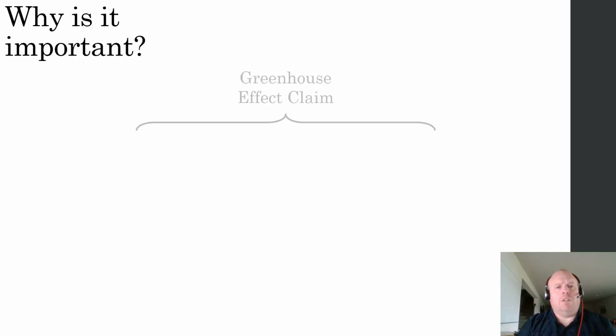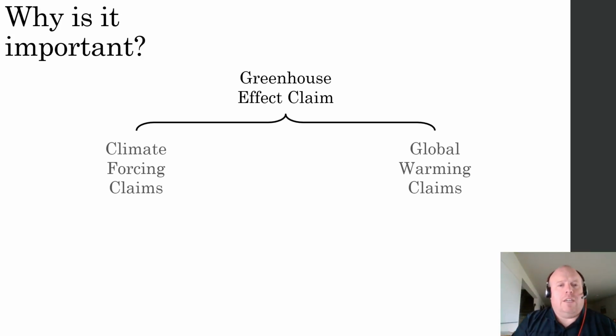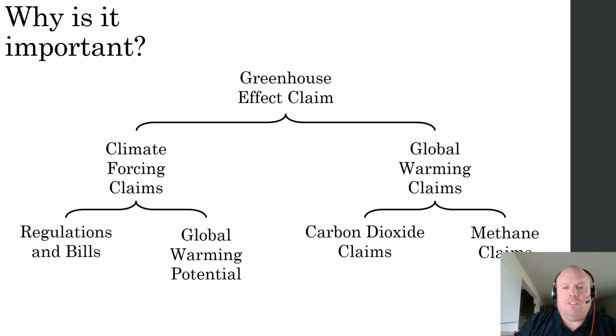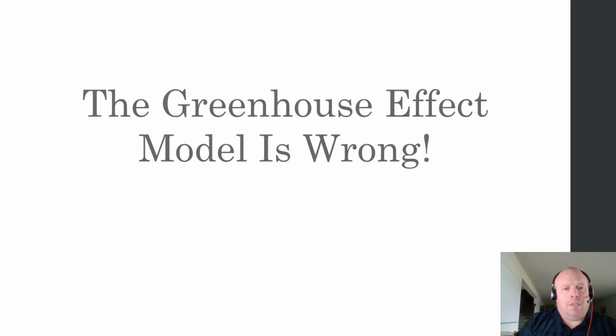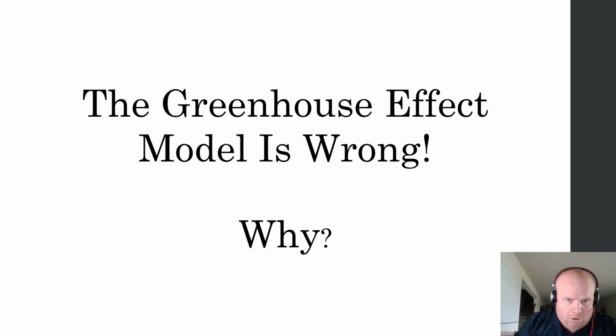So why is it important? Well, the greenhouse effect claim affects many other claims: global warming claims, climate forcing claims, regulations and bills, carbon dioxide claims, carbon footprint claims. It's the basis for carbon taxes, the Green New Deal, if you've ever heard of that, with the government. So it's far-reaching, this claim, because it's the basis of many other claims. The only problem is the greenhouse effect model is wrong. So why is it wrong?